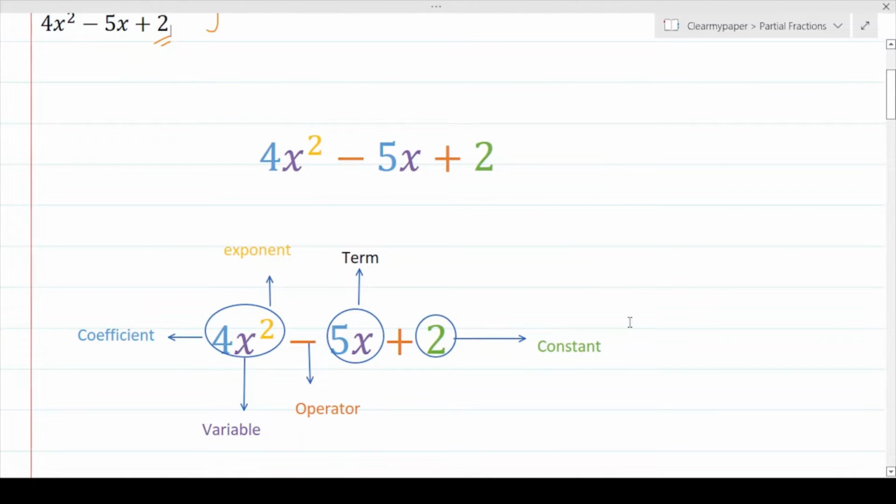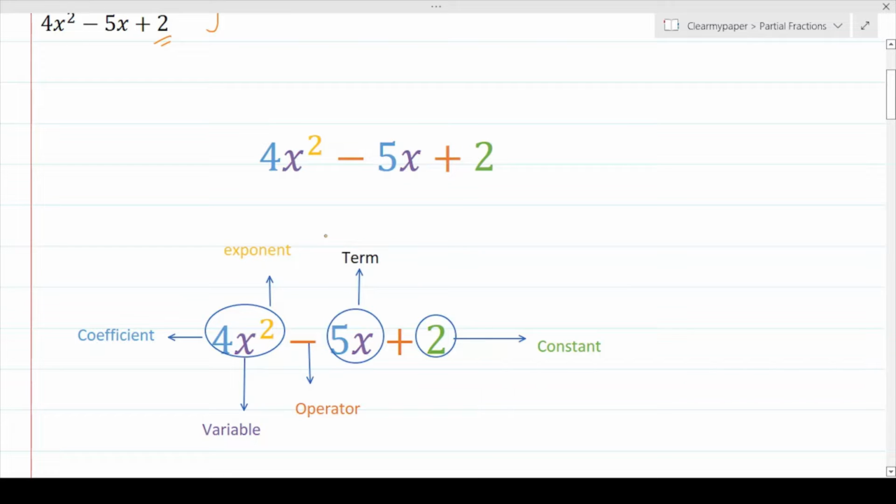Let's see what the key ingredients of this equation are and what we have here. I've color coded it for ease of reference. So we have 4x square minus 5x plus 2, and each part is color coded, and each color code refers to a particular term that we'll be using in the context of a polynomial. Let's take it one by one.